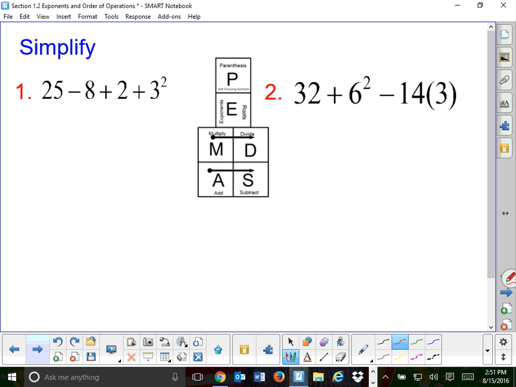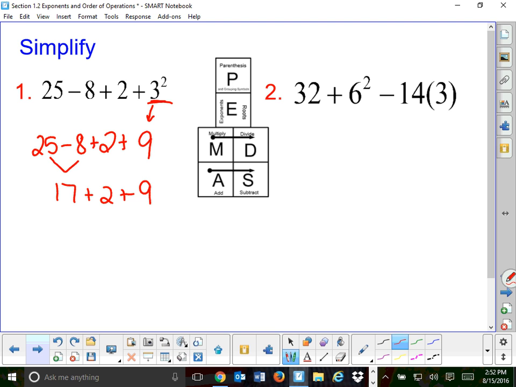first thing you want to do is exponents, and what that would be is you're going to do 3 squared. There's no parentheses, you're not working with anything there, so this would be a 9. I'm going to rewrite the whole line. 25 minus 8 plus 2 plus, remember 3 squared means 3 times itself, 3 times 3. And then I have addition and subtraction, and I have both in the same line. I'm going to work straight from left to right. So here I can do 25 minus 8, and on that I would have 17 plus 2 plus 9.